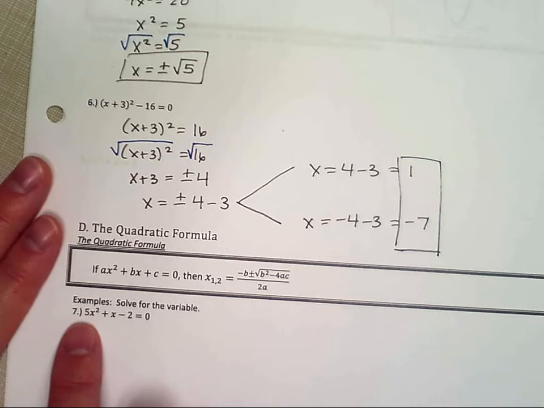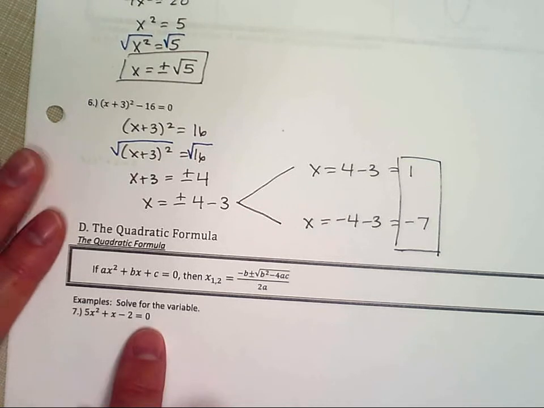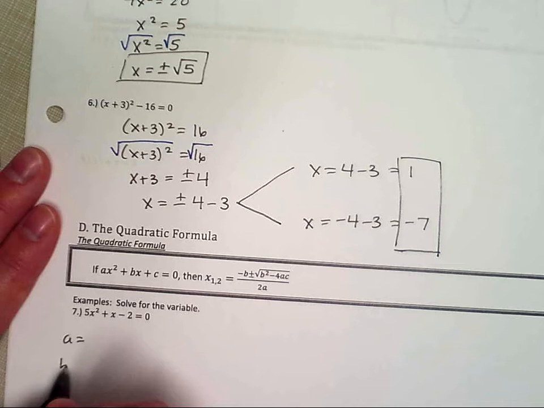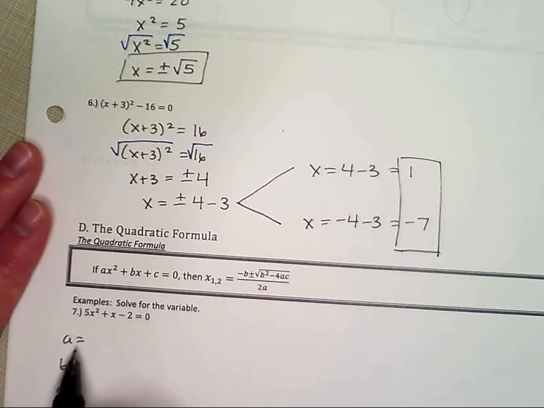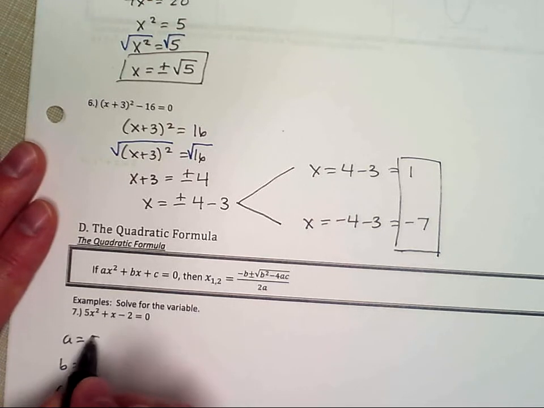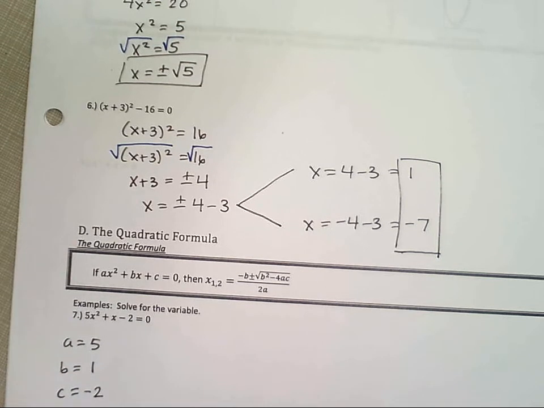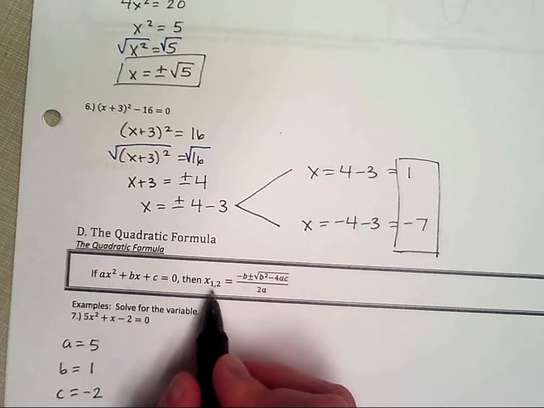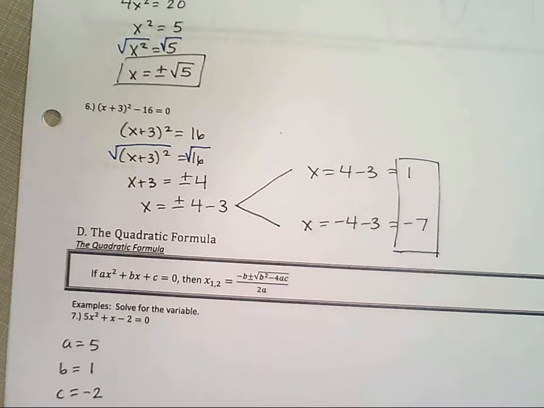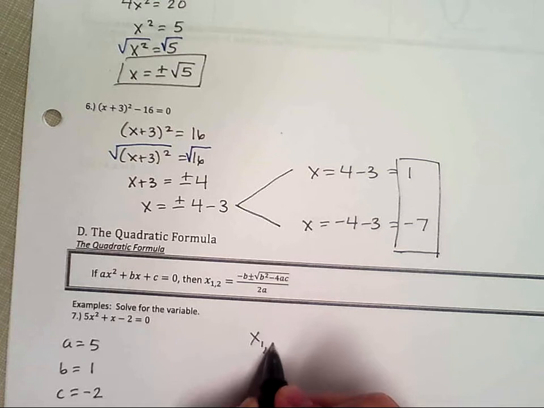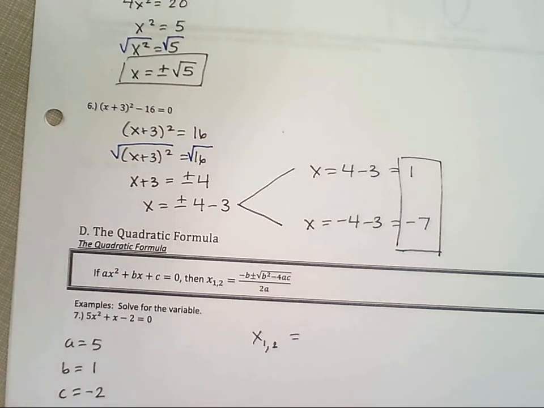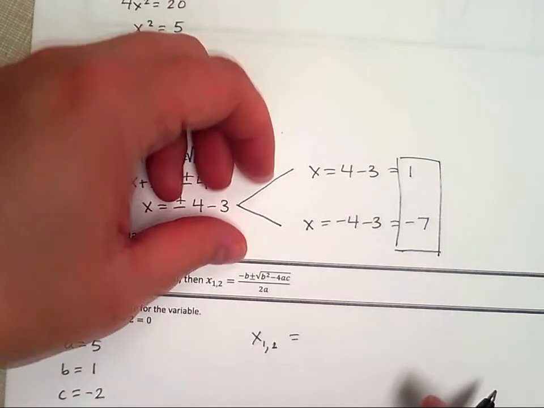Number 7. I have 5x squared plus x minus 2 equals 0. So what's my a, what's my b, what's my c? A is the number next to x squared, so in this situation it's 5. B is the number next to x, so in this case it's 1. And c is the number that's by itself, the constant. In this case it's negative 2. I can have up to 2 roots, right? That's what x sub 1, x sub 2 is. It's a little subscript down next to the x. It just means I have 2 possible roots. And I'm just going to plug it in.